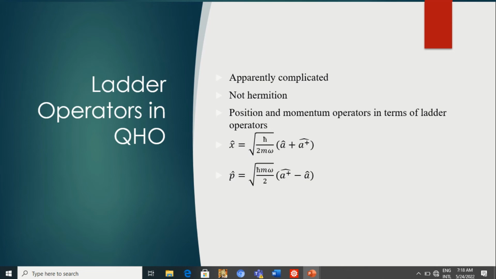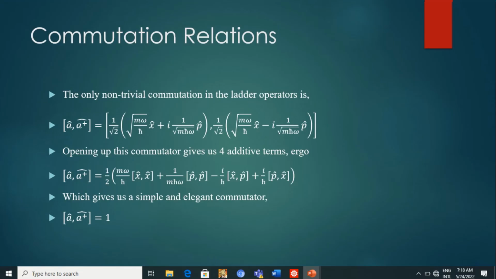And the position and momentum operators in terms of ladder operators would be these things that you see over here. Now, the only non-trivial commutation relation between those ladder operators is between a and a dagger, meaning your lowering and raising operator. And you see, it gives us a very simple and elegant commutator. If we had used different prefactors over here, our commutator would have turned into a psychopath.